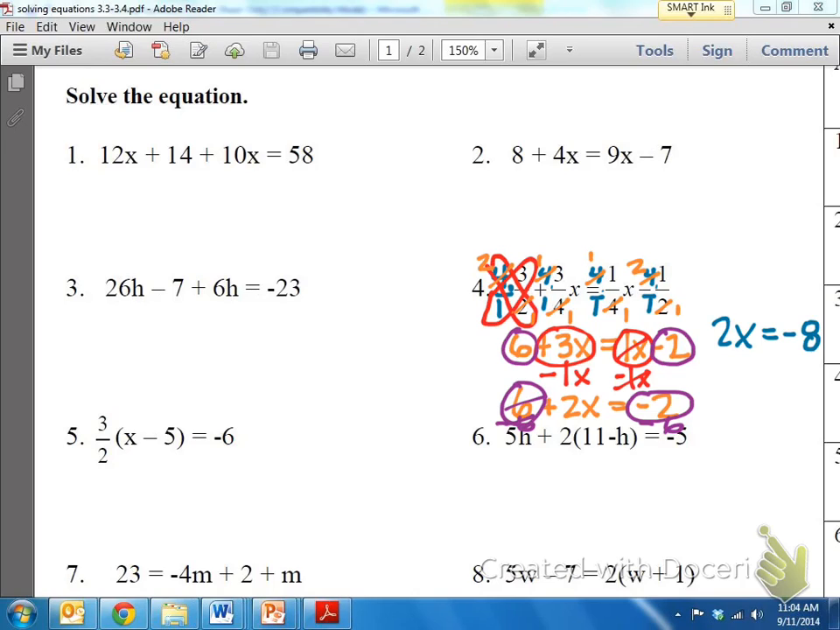And now, looking at my final step, I need to get x by itself, so I divide by 2, and that will give me x equals negative 4. Because remember, a negative 8 divided by a positive 2 will be a negative, and that's negative 4. And there we go.